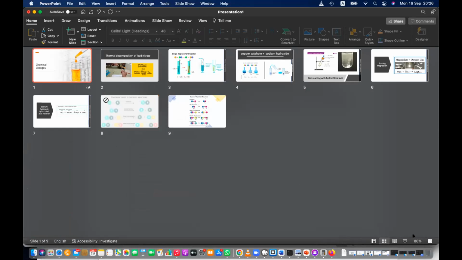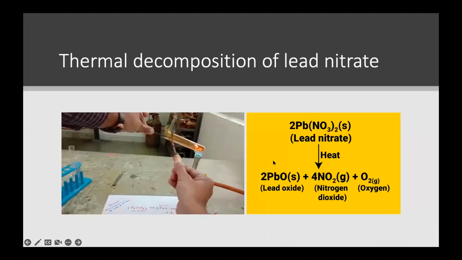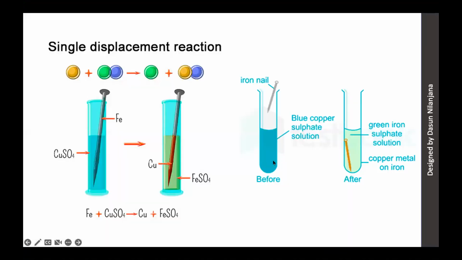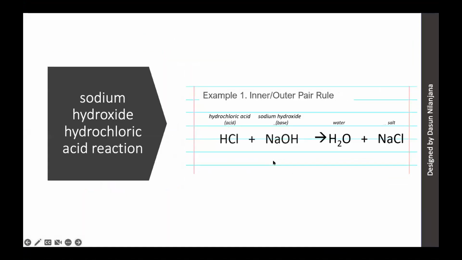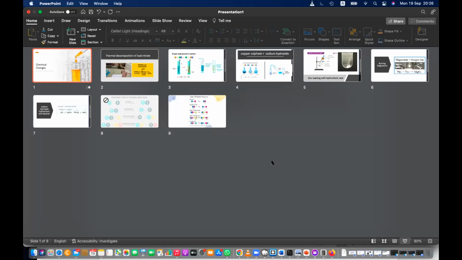If you try to play this as a slideshow, 1, 2, 3, 4, 5, 6, 7, 8. Now you have 8 slides and the slideshow is over. But actually there are 9 slides, and it will only display 8. This slide is excluded. Hiding a slide will not display the slide in the slideshow view, right?